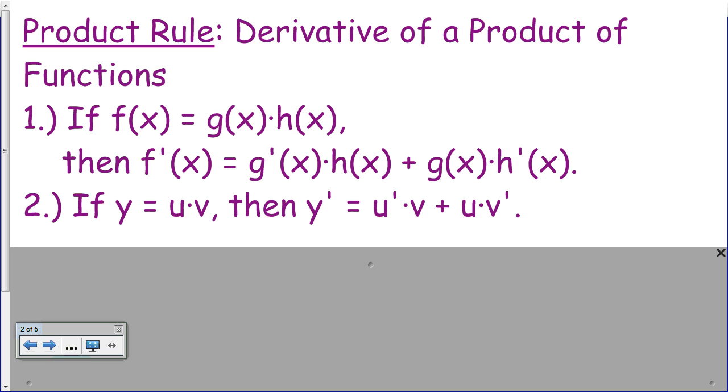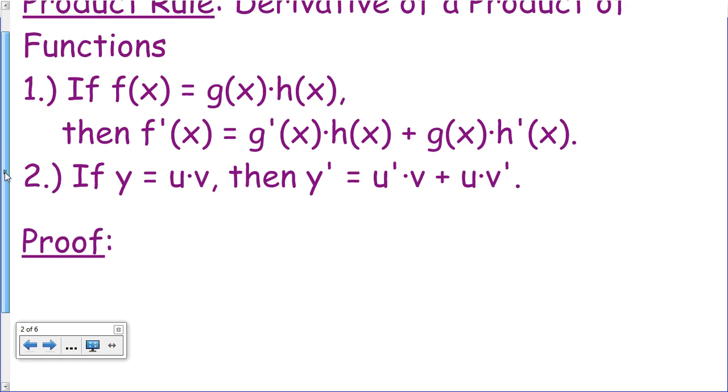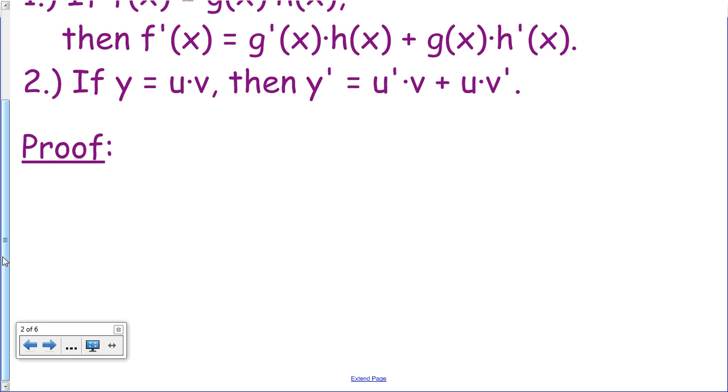But in both cases, you're taking the derivative of the first function times the second function, and then adding to that the first function times the derivative of the second function. All right, so let's look at why that is the case. We're going to go back to the proof of this and actually prove that this is the rule. We're going to use that first form that we wrote this in.